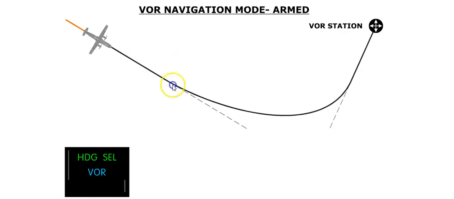If VOR navigation is selected, a cyan VOR label is displayed on row 2 of the second column of the FMA. This indicates that the VOR mode is armed. The heading select mode is used to capture the desired navigation source.